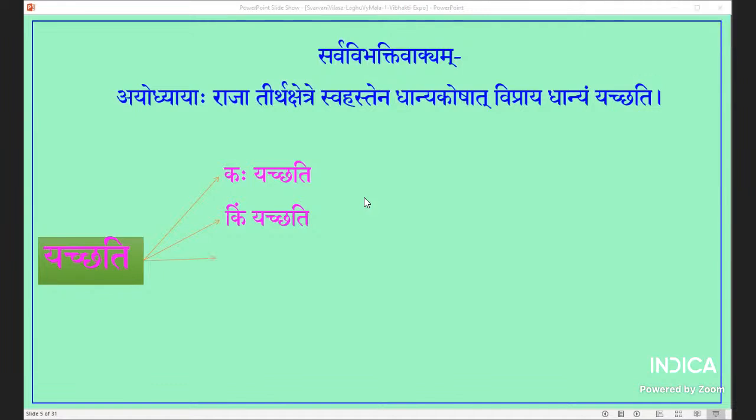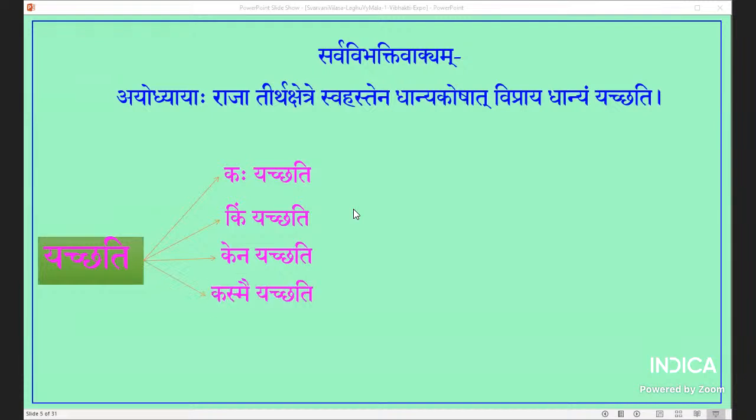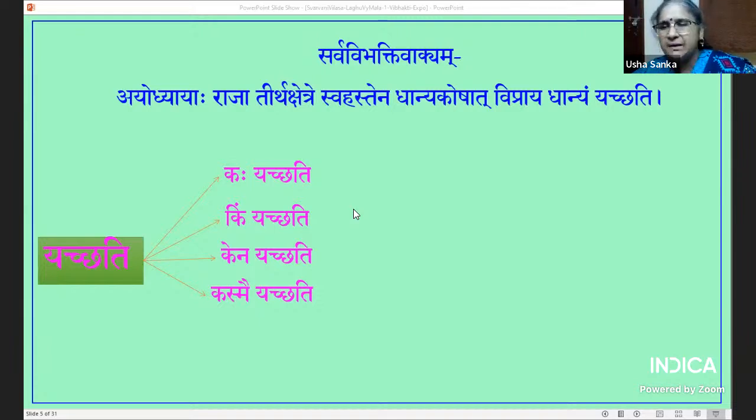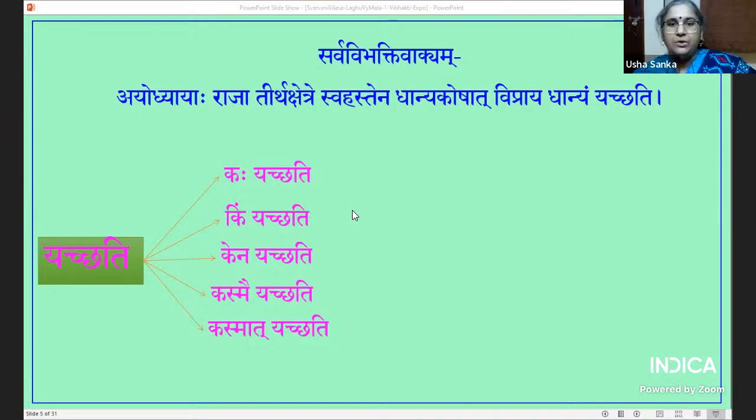Then the third question is, Kena yachati, with what is he giving? Swahastena. So he is giving with his hand. Then Kasmai yachati, for whom is he giving? Vipraya. Who is the Vipra? Vipra is a Brahmana, somebody doing austerities, and to that person he is giving. And then Kasmat yachati, from where is he giving? Kasmat is from Dhanyakoshat. Dhanyakoshat yachati. Very good.